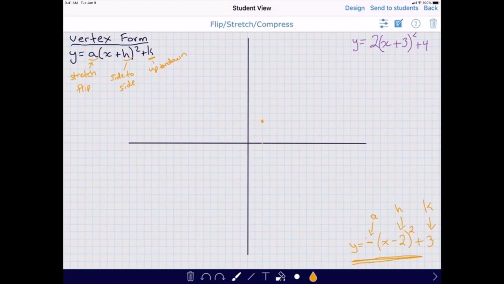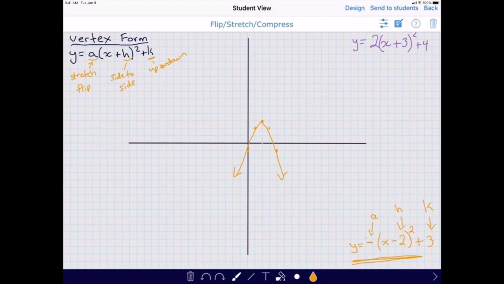So instead of going right 1, up 1, we're going to go right 1, down 1, and left 1, down 1, and then right 2, and instead of going up 4, we're going to go down 4. So 1, 2, 3, 4, and then left 2, and then down 4 instead of up 4. So there's our 5 points, and then you just connect them, and that's what that graph would look like.